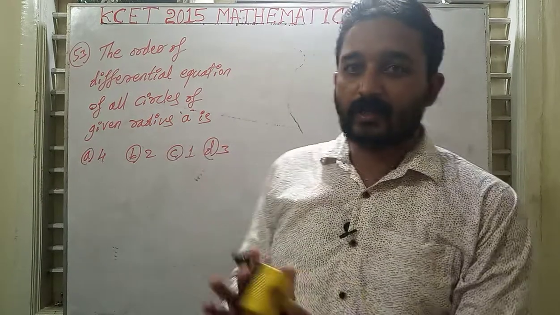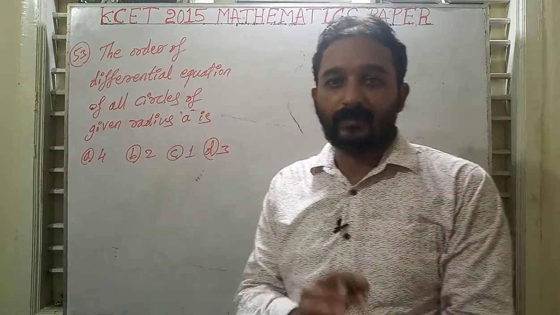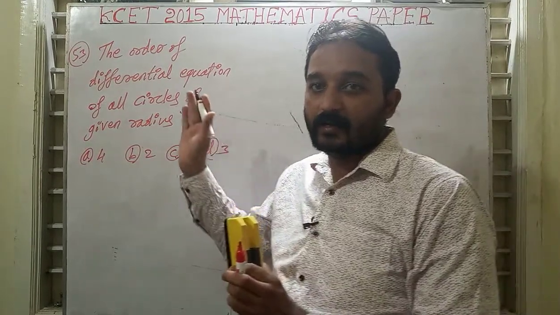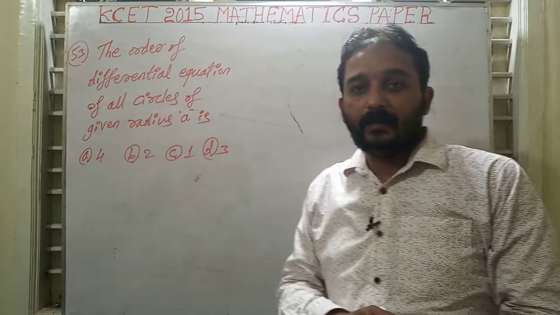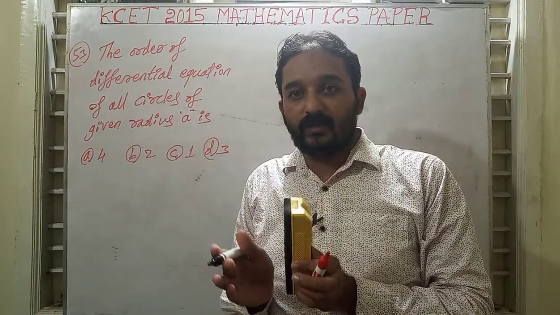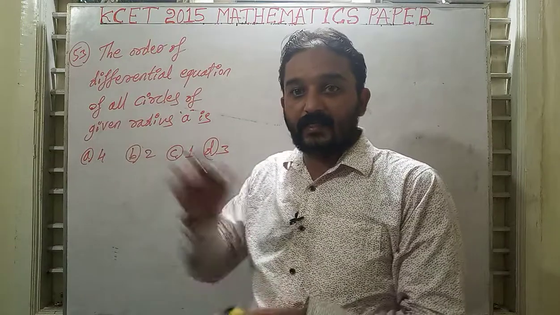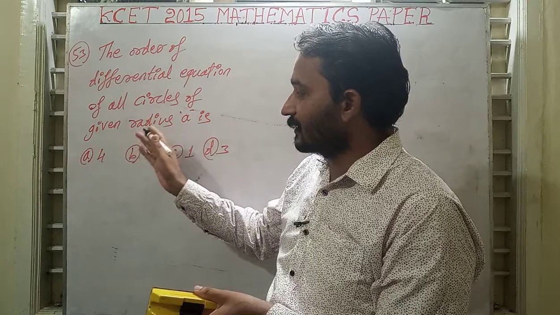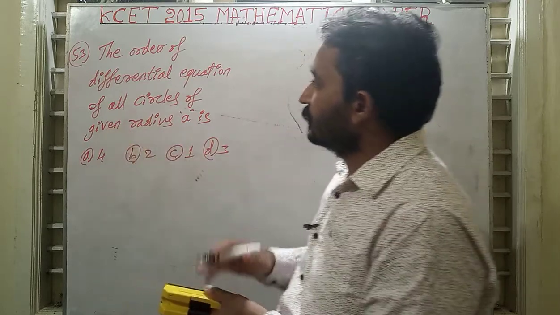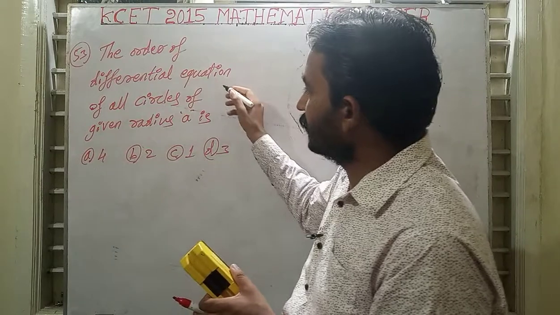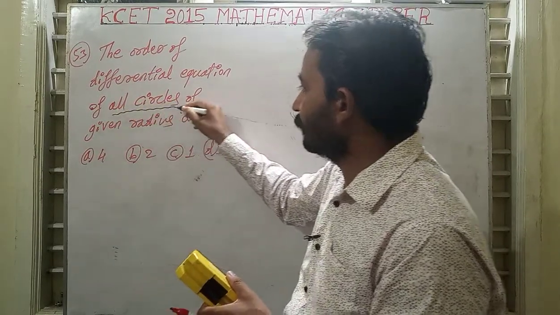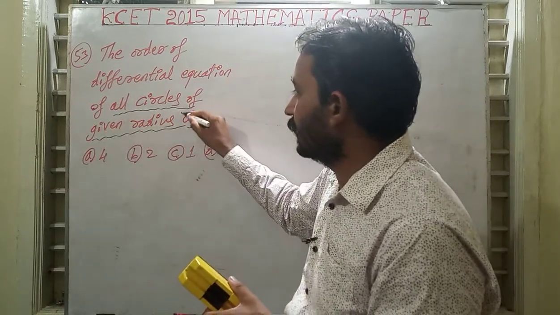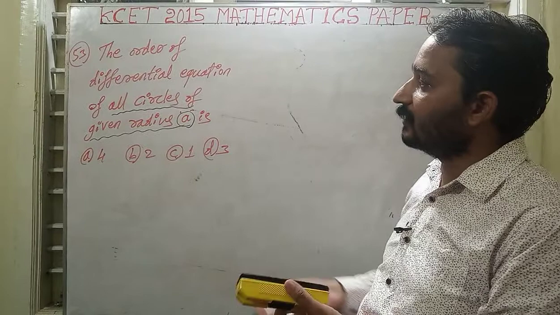So now let us move on to the next question, question number 53. This question is based on the chapter differential equation, particularly order and degree of a differential equation. Usually they ask 4 to 5 questions on this chapter in KCET. Let us take the first question in this case. So let us see the question. The order of the differential equation of all circles, it is very important, all circles of given radius a, a given constant, then find the order.